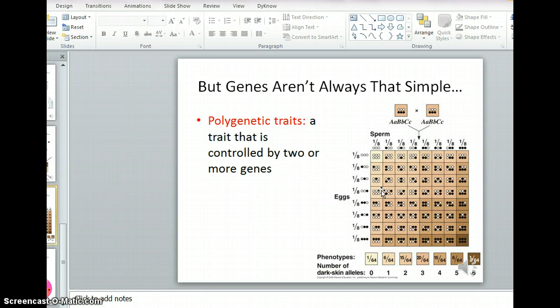At the bottom, you can see the phenotype ratio for this pair. It's possible, but pretty unlikely, that they would have children with either very light skin or very dark skin. Don't worry about being able to do a 3-factor cross like this.